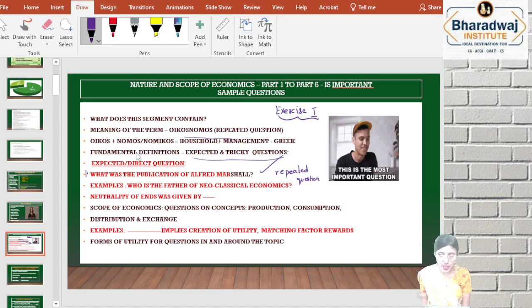I think Priyadarshini and other students, you're also doing this exercise. I fondly hope you do that. Okay, you have done it? Yes. Neutrality of ends was given by, this is a tricky question from the definition segment. I told you, in the definition segment, you have direct questions and tricky questions, that is, pros and cons in between. So who gave neutrality of ends?